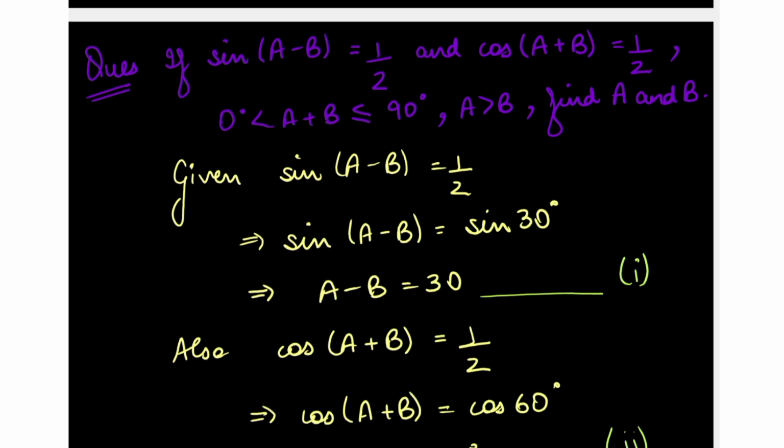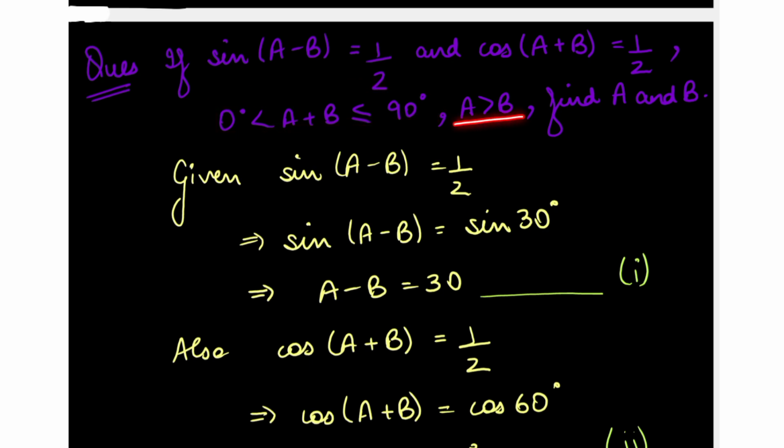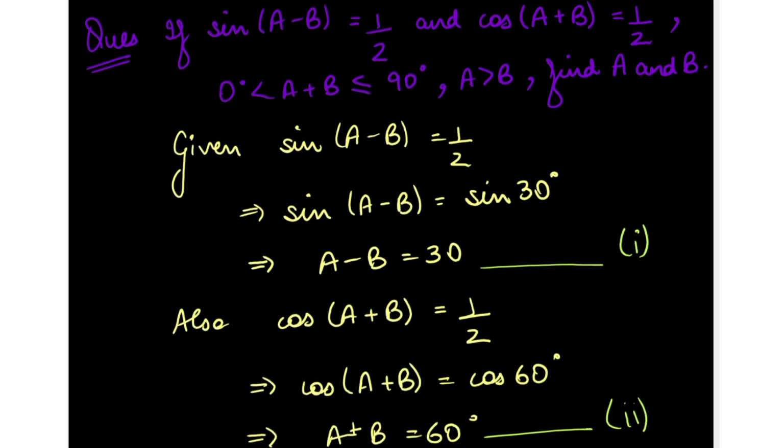Now let us do one more question. If sin(A minus B) is 1 by 2 and cos(A plus B) is 1 by 2, where A plus B is between 0 and 90 degrees, and A is greater than B, find A and B. Okay. So let us do it.